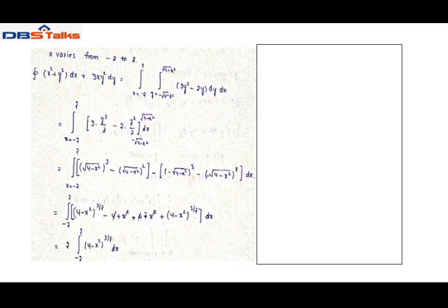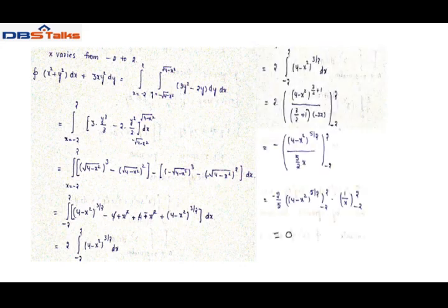So this is (4 minus x²)^(3/2) minus the root of (4 minus x²) whole square, which is 4 minus x², multiplied with minus, so minus 4 plus x², and minus of the root of (4 minus x²) whole cube, that is (4 minus x²)^(3/2) dx. That equals 2 times the integral from minus 2 to 2 of (4 minus x²)^(3/2) dx.